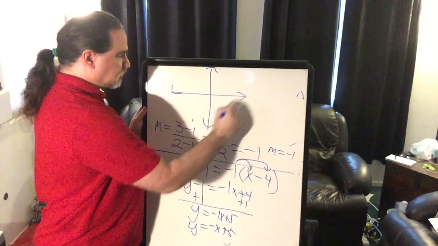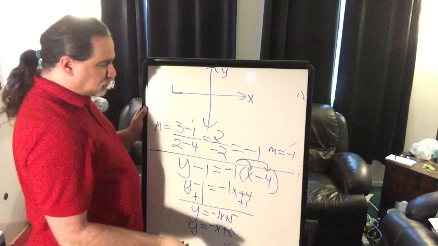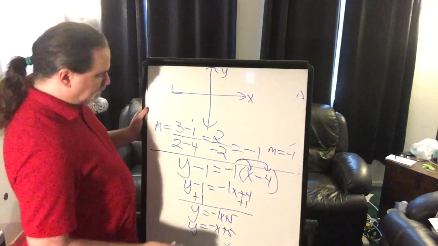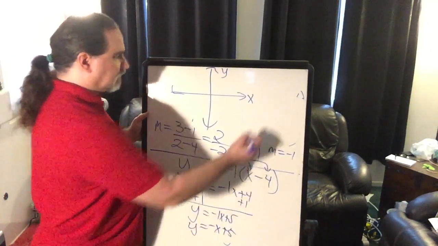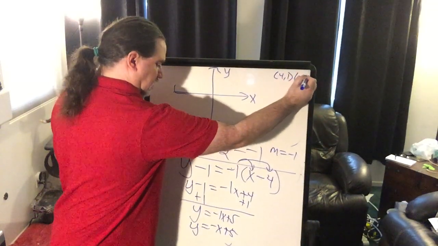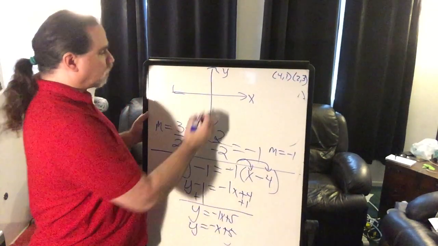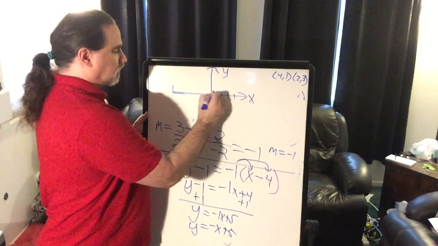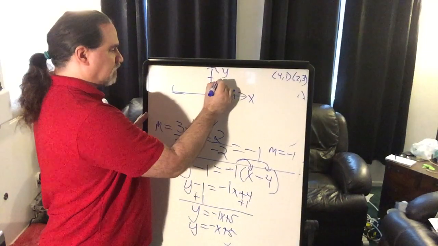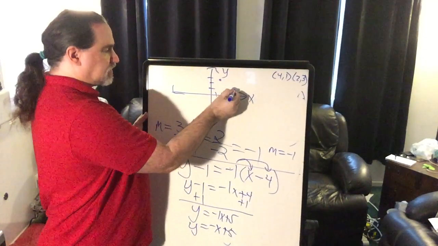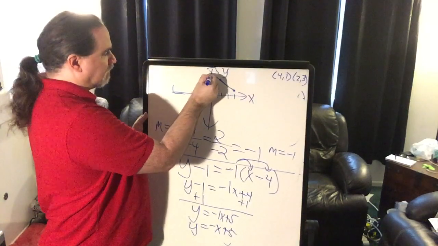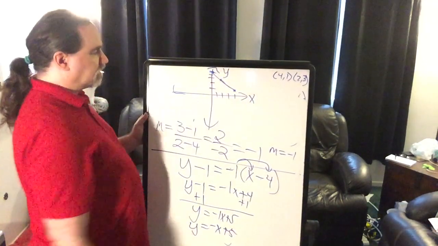So if I were to plot the 2 points, oh, I shouldn't have erased the points, I guess. They were (4, 1) and (2, 3). So 4, 1 is right here, and 2, 3 is right here. I can see it's a negative slope because it's going down, and it's going to hit right up there at 5, just like I knew it would.